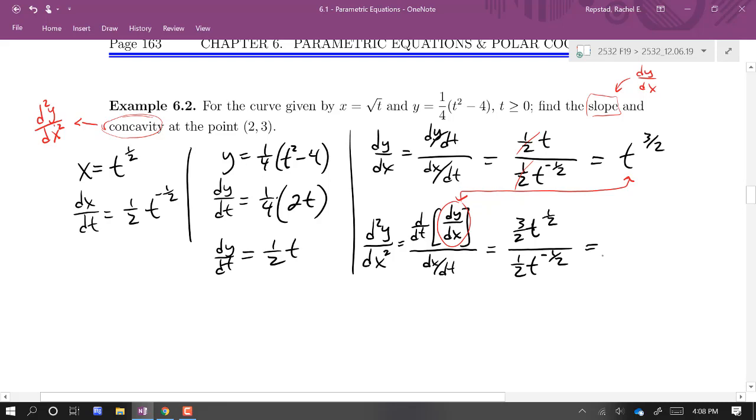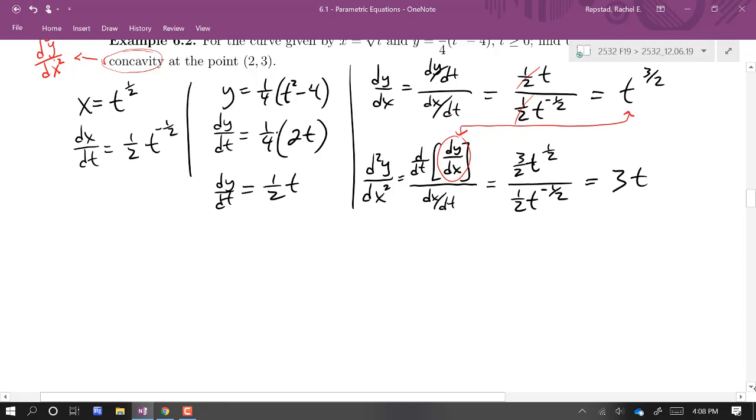And then we simplify. So 3/2 divided by 1/2 is 3. t to the 1/2 over t to the negative 1/2 is just t. So we get 3t. So those are the first and second derivatives of y with respect to x. Questions on how we got either of those?